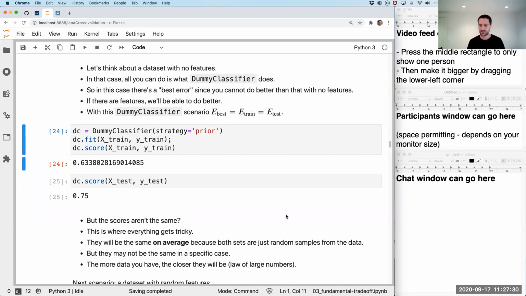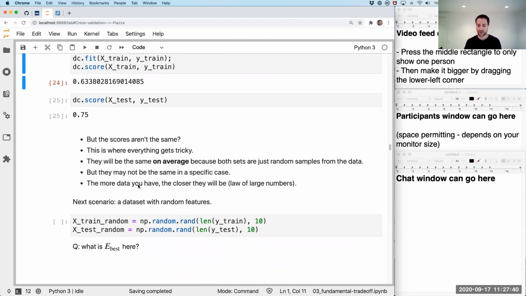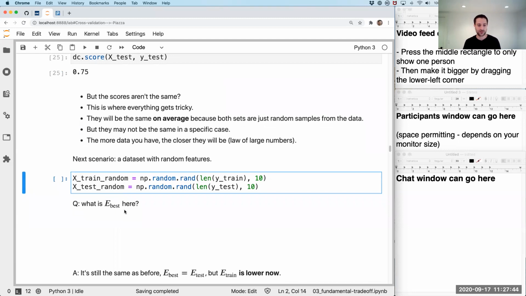Yes, exactly right. Because more than 50% of people like cilantro, dummy classifier picks yes every time. That's exactly what it does. Okay, so let me move on here.